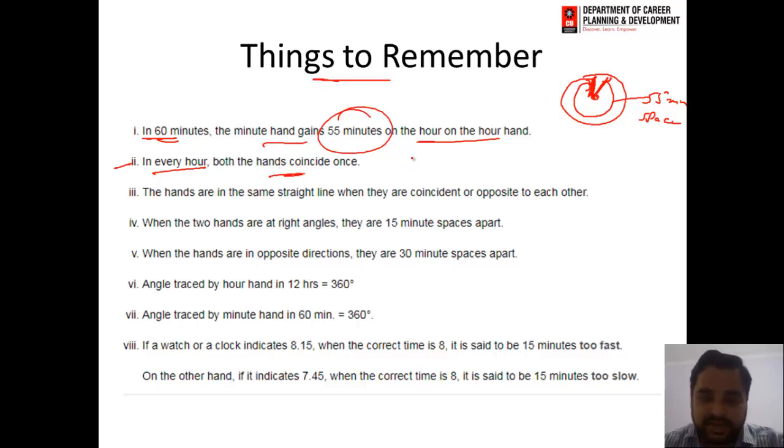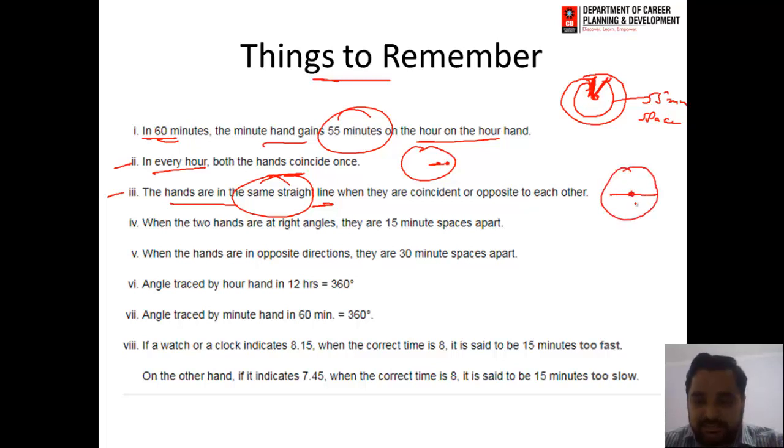Coincide means one above another. The third point: the hands are in the same straight line. In the previous one we have one over another, but in the third point they make a straight line. So the hands are in the same straight line when they are coincident or opposite to each other.